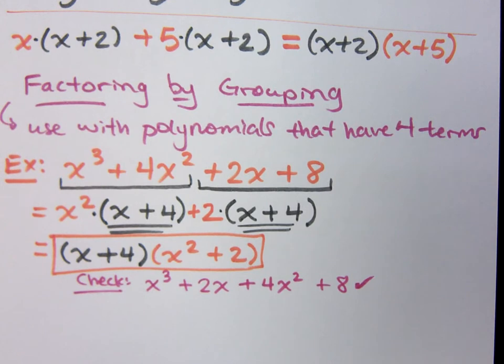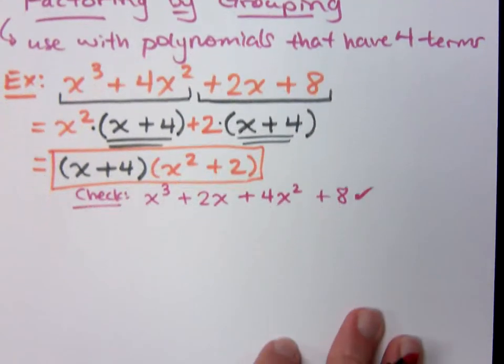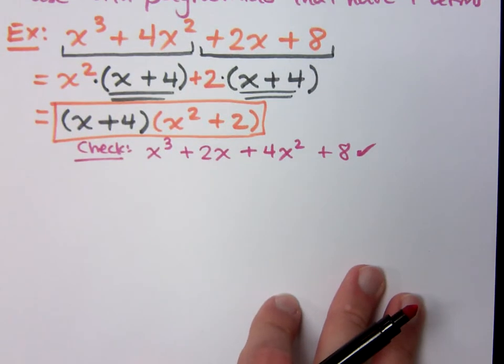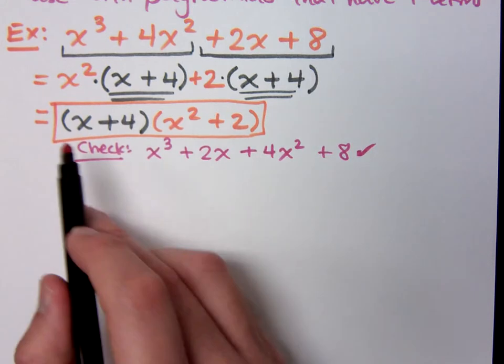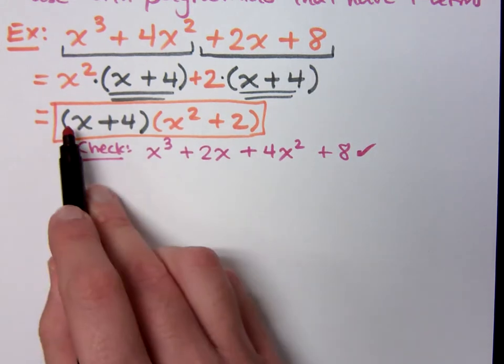Questions about that one? How'd you get 2x? X times x squared, how's that 2x? That's not. X times x squared is x to the third. But then x times 2 is 2x.